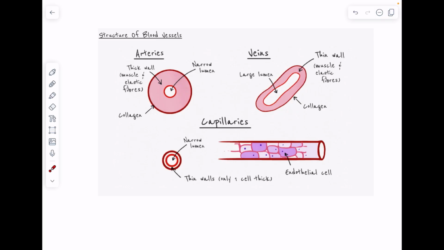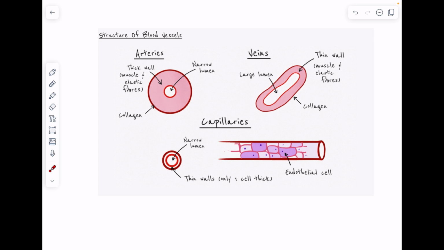If we look at the structure of our blood vessels, so that is our arteries, veins and capillaries, we're going to link their structure together with their function. So starting with the arteries, the first thing to notice is this comparatively narrow lumen. Remember, the lumen is the space through which the blood flows.